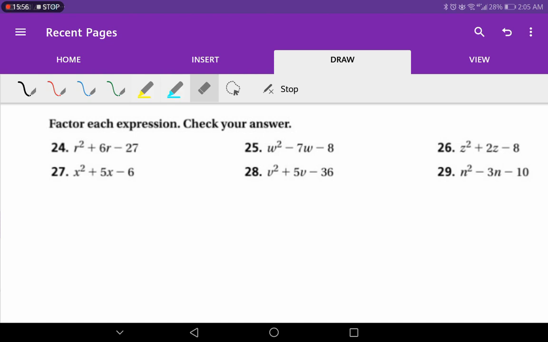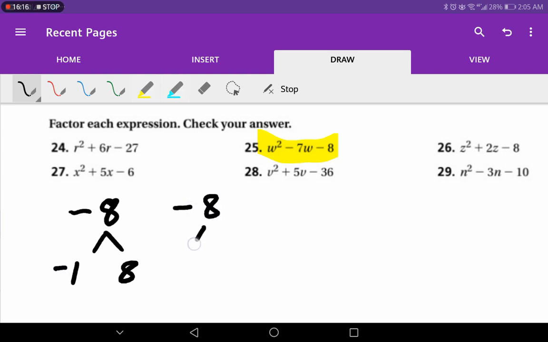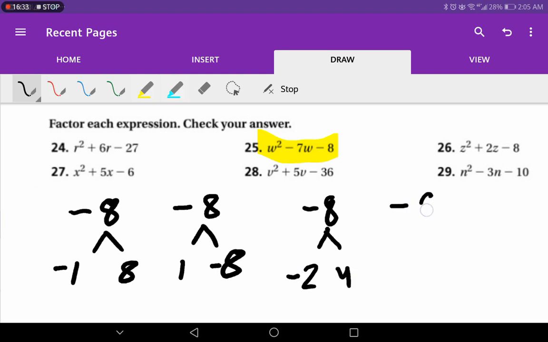Let us take 25. We're looking for negative 8. Go to the multiplication table and find, you will find 1 multiplied by 8 equals 8, but actually I need negative 8, so I will choose this or this. Good. Okay, also I have 2 multiplied by 4, or negative 2 multiplied by 4, or 2 multiplied by negative 4, like this one.